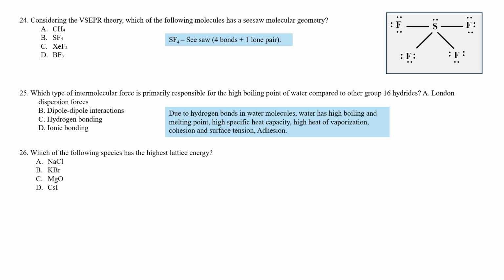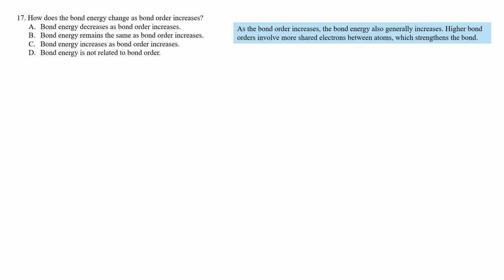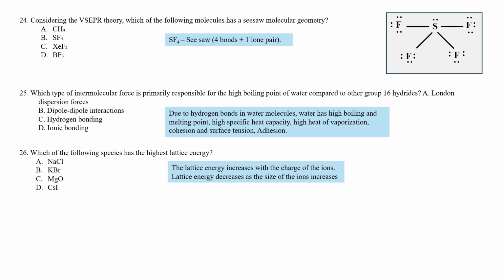Question 26. Which of the following species has the highest lattice energy? We can explain lattice energy using Coulomb's law. The lattice energy increases with increasing charge on the ions, and lattice energy increases as the size of the ion decreases. The reason is, according to Coulomb's law, lattice energy is directly proportional to the charge on the ions, and it is inversely proportional to the distance or the radius of the ions.